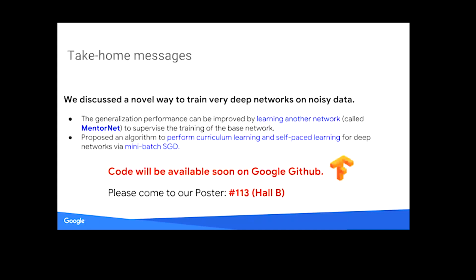So here's the conclusion. Today we discussed a novel way to train very deep networks on noisy data, and there are some interesting observations. We found that the generalization performance of the deep network can be improved by learning another network, which in this work we call MentorNet, to supervise the training of the base network. Secondly, we propose a novel method to perform curriculum learning or self-paced learning for deep networks through mini-batch stochastic gradient descent, and we have some good theoretical properties about this algorithm. The code will be available soon on Google GitHub, and please come to our poster 113. Thank you.